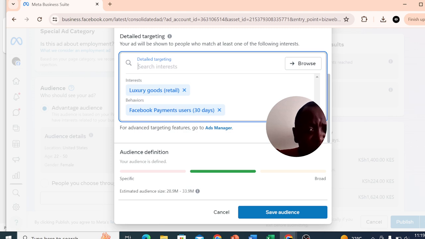So people who have used Facebook payment in the last 30 days, that is the right people you should be targeting. And when you target such people, the chances are very high that they will buy your product as long as you have provided a compelling offer. They'll be able to buy your product or service. So people who have made payment in the last 30 days are likely to buy it. But that's the point I'm trying to say.